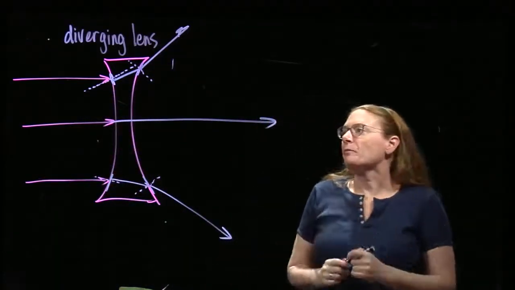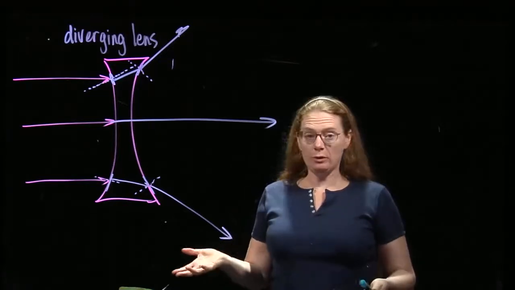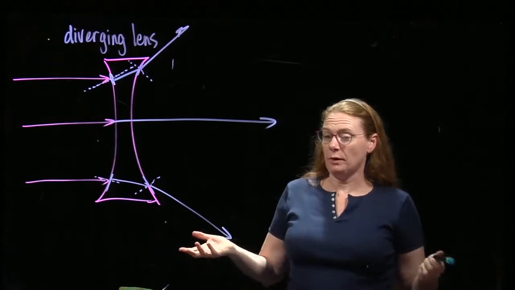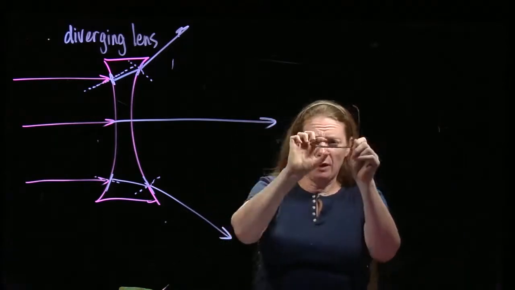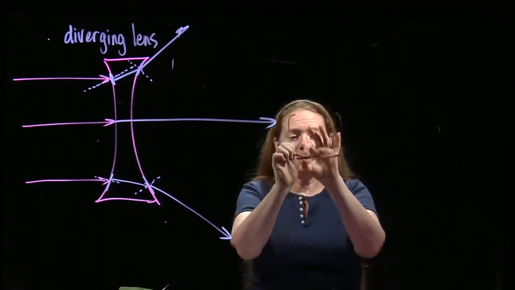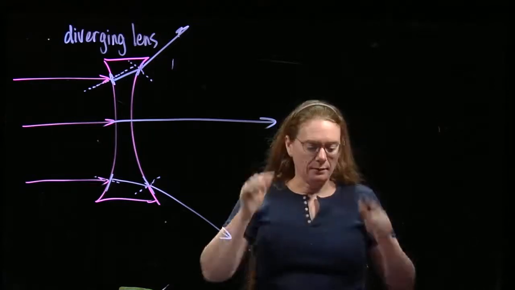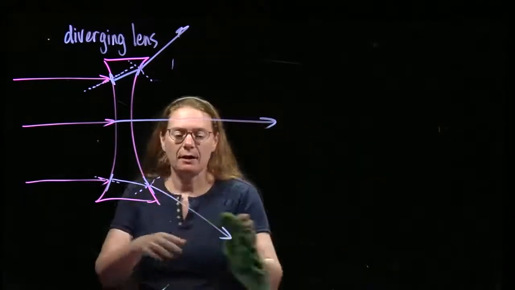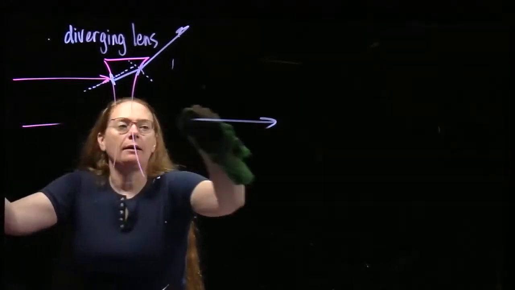So what is this going to do? Can we create an image with a diverging lens? Well, yeah. I don't know if you can see, but the lenses of my glasses are skinny in the middle and thicker on the edges. My glasses have diverging lenses. What do they do to create an image that I can see?